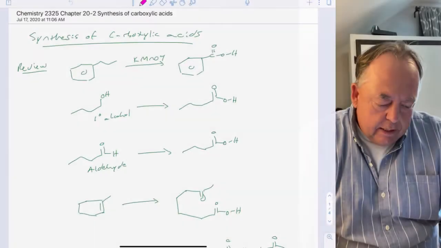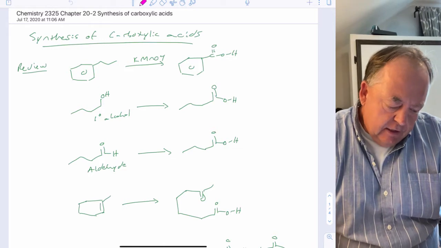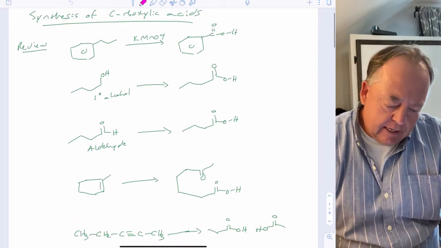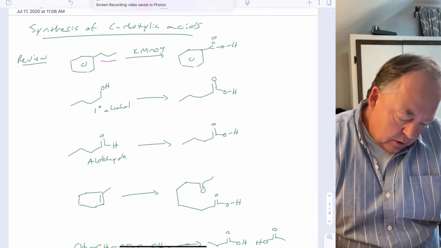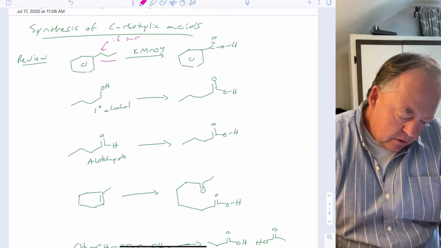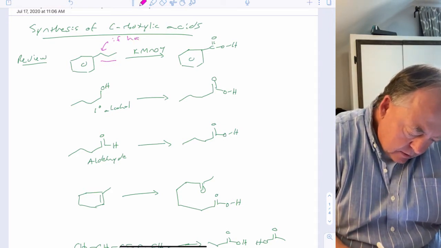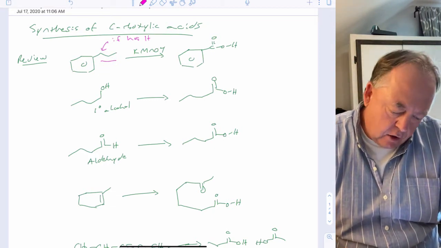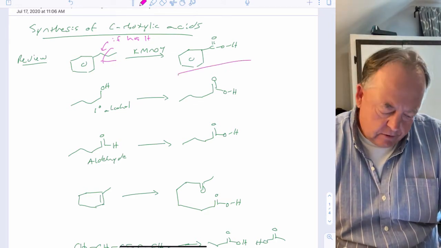Out of chapter 20. So in this lecture, we'll look at how to synthesize carboxylic acids. In previous chapters, we've already seen several reactions that make carboxylic acids. For example, if you have an alkyl group on benzene, then so long as that benzylic carbon has one or more hydrogens, you can oxidize that carbon and all of the other carbons cleave off and you make a benzoic acid, right?